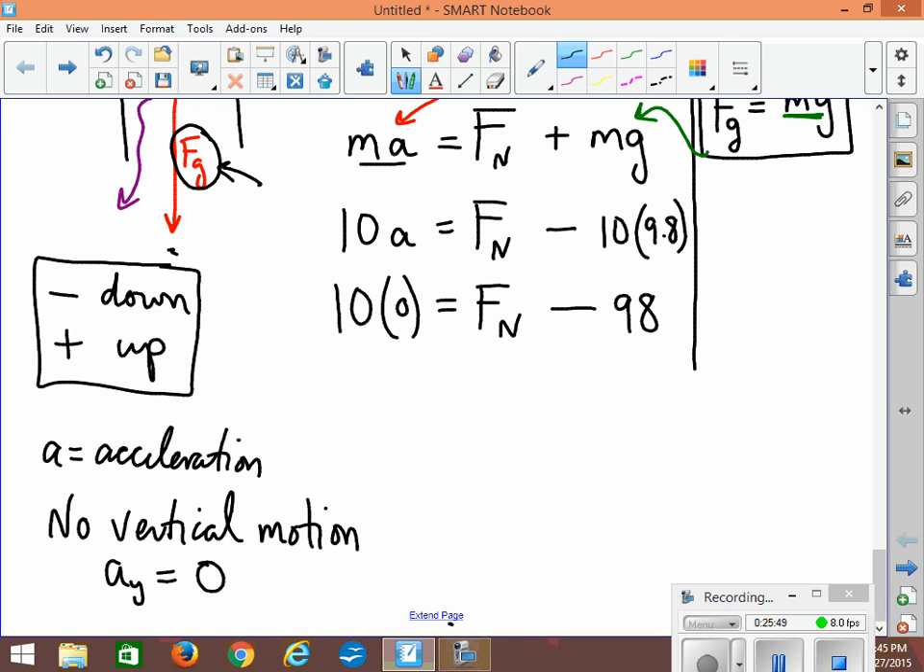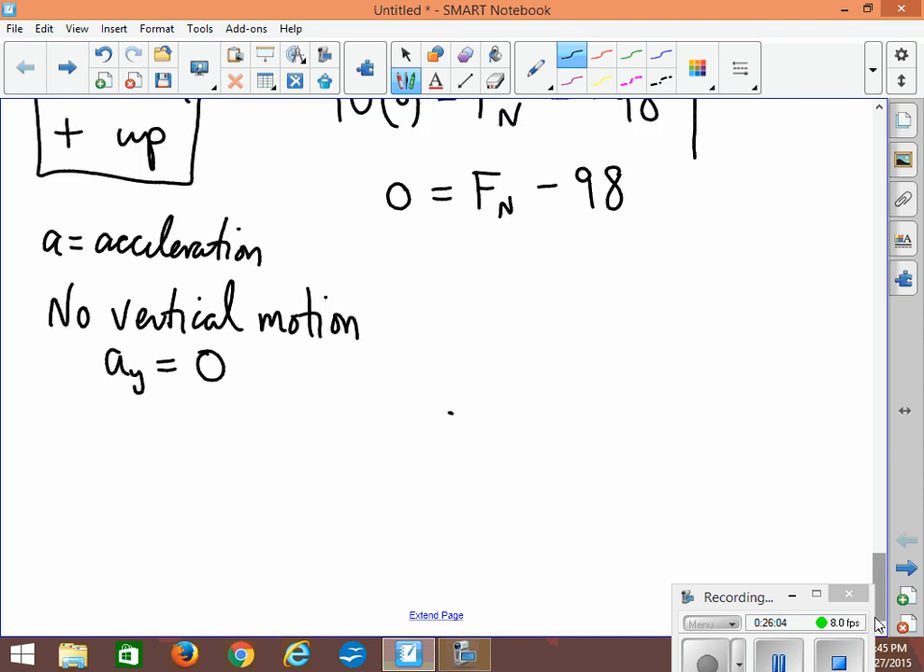So look what happens to our little story that we're telling. 0 times 10 is 0, Fn minus 98. Well, you know the rules of math. We can move the 98 over to the other side of the equation by adding 98 to both sides. And so what it turns into is positive 98 equals Fn.